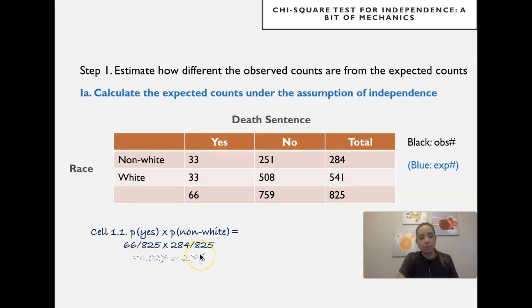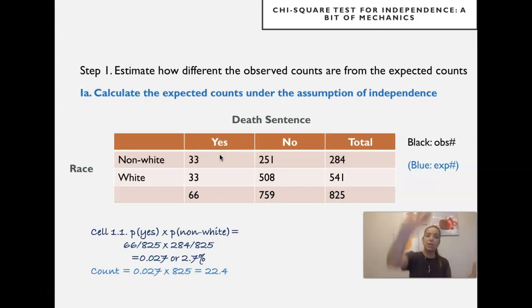If I multiply these two things, I get about 2.7% of cases that should be in this particular cell, right? So I can compute the expected number of non-whites that would get the death sentence if only chance was at play, if race and death sentence had nothing to do with each other and were independent, okay? That would be the total number times that expected probability. So that would be 22, rounding, okay? Now let's do the other cell.